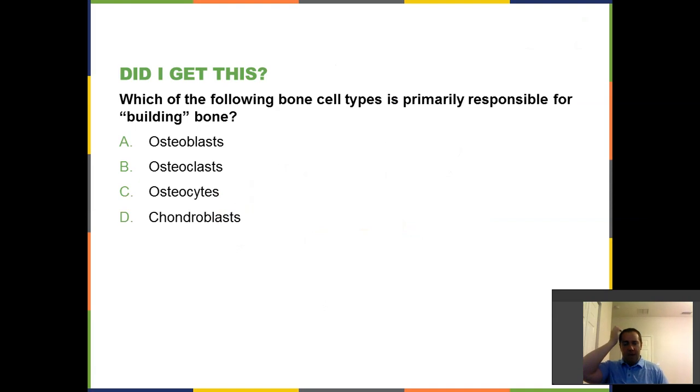So of those types of cells, which one makes bone? Osteoblasts. Osteoblasts, yes. What do osteoclasts do? Resorbs bone. Resorb bone. Osteocytes do what? What do osteocytes do? Maintains. They maintain bone, which requires both dissolving and making.